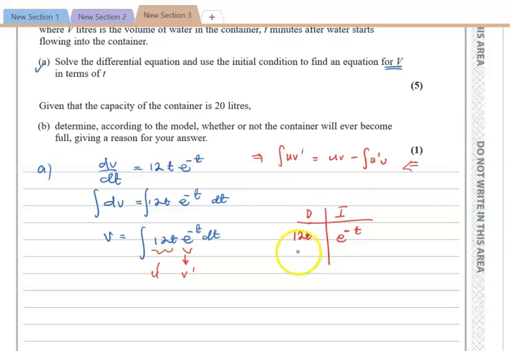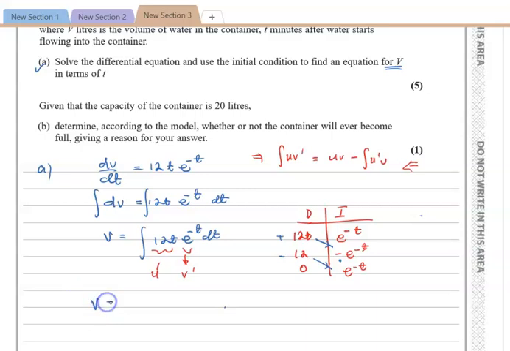When you take the derivative of 12t, you end up with 12, and the integral of e^(-t) will be negative e^(-t). The derivative of 12 is 0, and the integral of negative e^(-t), with the negative coming down, will be e^(-t). Now the DI method says your answer is 12t multiplied by that, and then 12 multiplied by this. But the first is going to be negative, and this one is going to be positive.